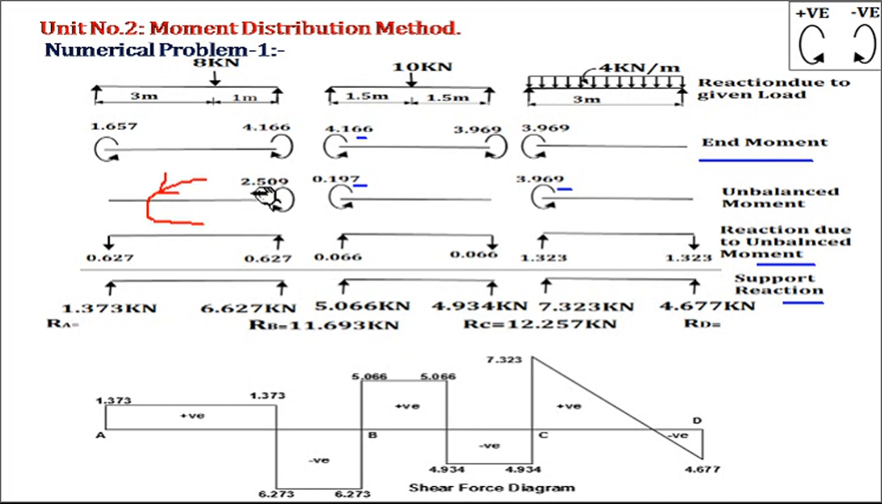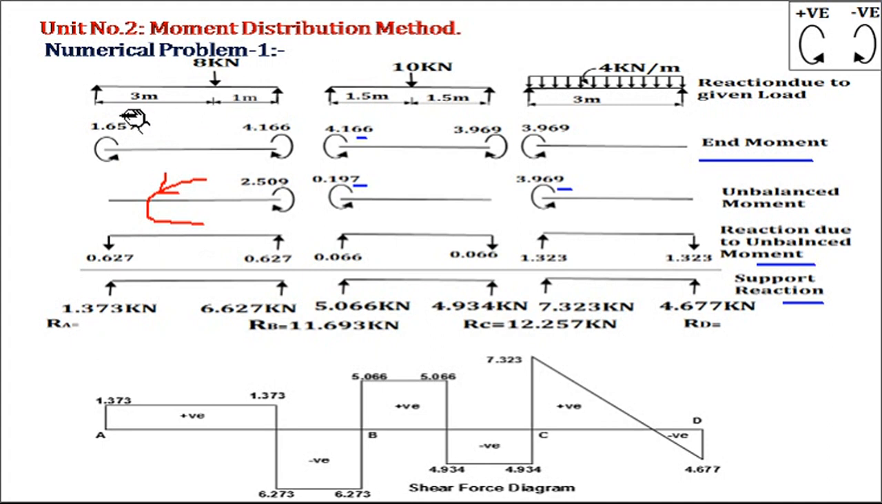Due to this unbalanced moment, this member is rotating in clockwise direction, so the support reaction should be in anti-clockwise direction. So this should rotate like this. The reaction in member AB should be downward, and the reaction in member BA should be upward, so this reaction will rotate in anti-clockwise direction. Or if you are not getting it, where the unbalanced moment is there, you show the reaction in upward direction, and at the far end you show the reaction in downward direction.